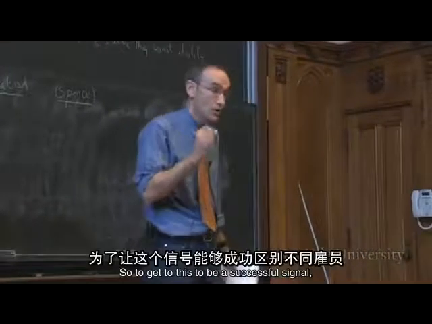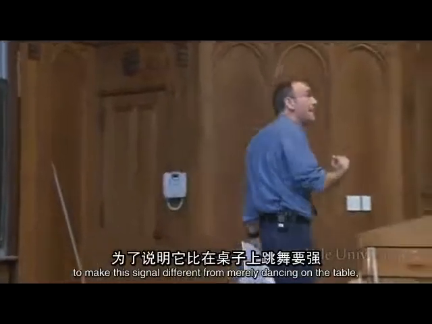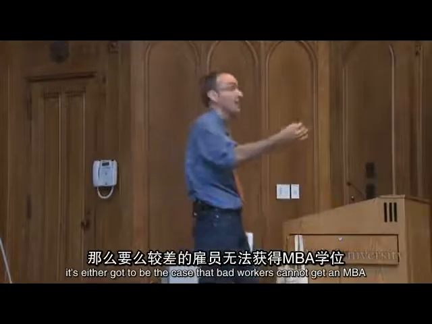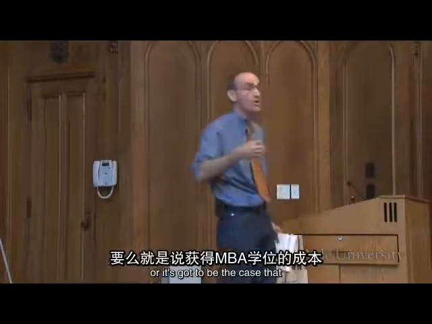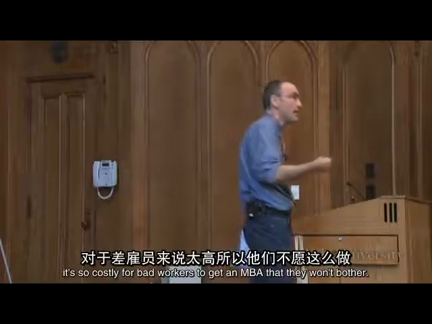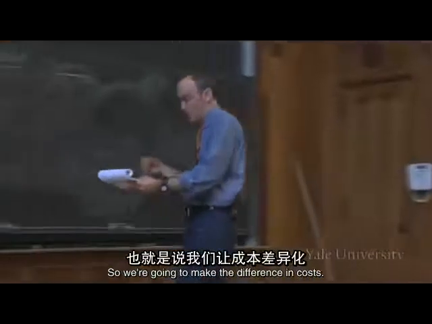And the way this is going to work, it's going to work on the cost of getting an MBA. To make this a successful signal, different from merely dancing on the table, it's either got to be the case that bad workers cannot get an MBA, or it's got to be so costly for bad workers to get an MBA that they won't bother. So we're going to make the difference in costs.